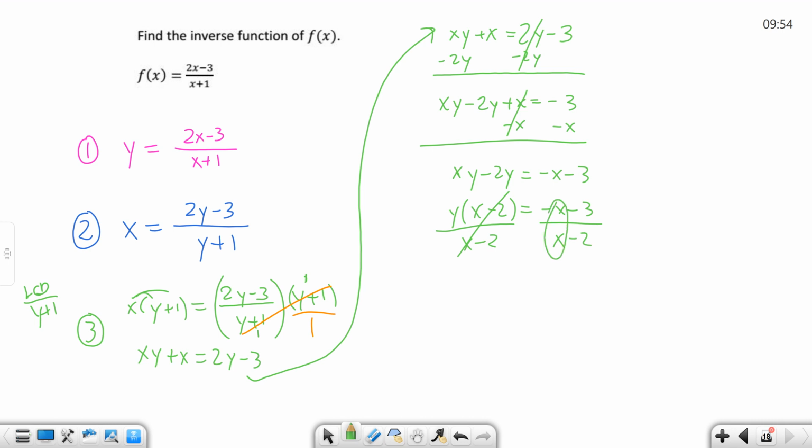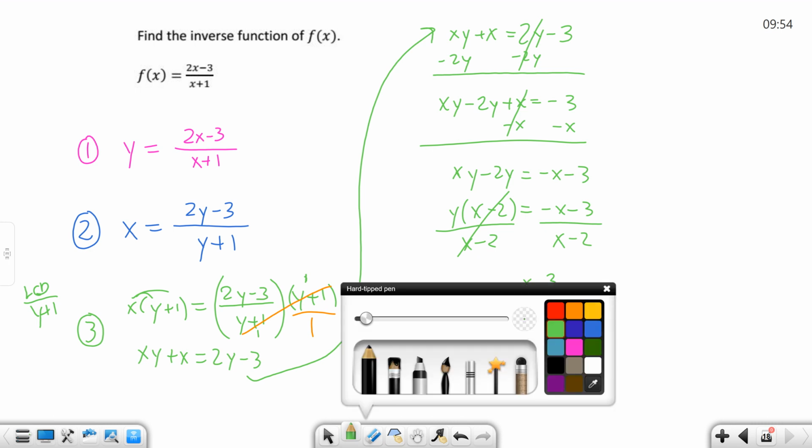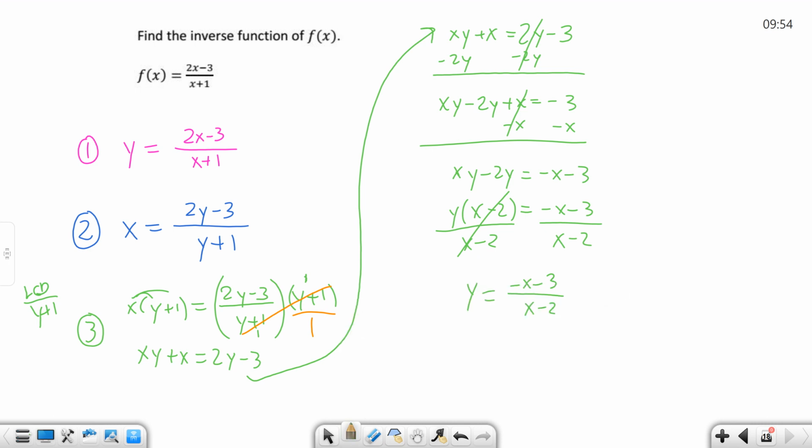Do these x's divide out? No, you have two terms and two terms. You can never cross out a single term in something bigger than a single term, a string of terms, a polynomial, a binomial, a trinomial, or whatever. Okay? So y equals negative x minus 3 over x minus 2. And so step 4 is f inverse of x equals negative x minus 3 over x minus 2. All right? So that is step 4 right there. So we're done with that one.